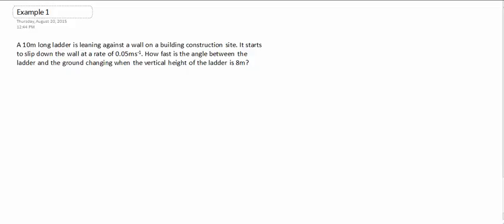Now the difference in this question is it's not how fast is the base moving away from the wall, but it's how fast is the angle between the ladder and the ground changing at a particular instance. So we're going to start by drawing a picture for this. Here's our 10-meter ladder at some distance away from the wall, some distance up the wall, and now we care about this angle theta. And we know that dy/dt is negative 0.05 because it's moving down the wall.